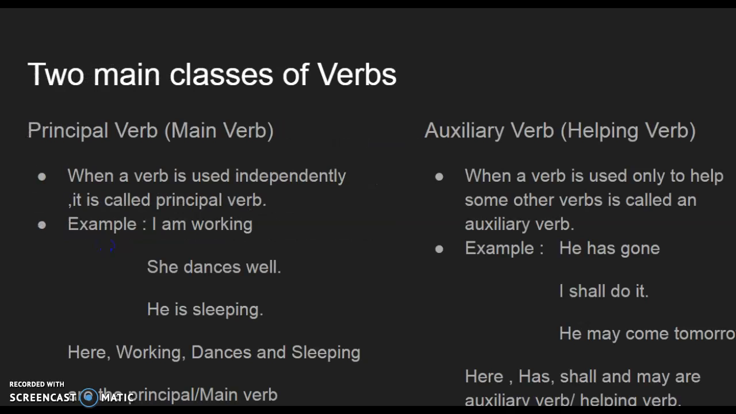Now we'll understand what are the two main classes of verbs. First comes the principal verb, which is a main verb, and auxiliary verb, which is also called the helping verb.